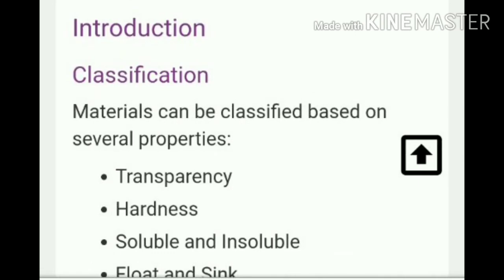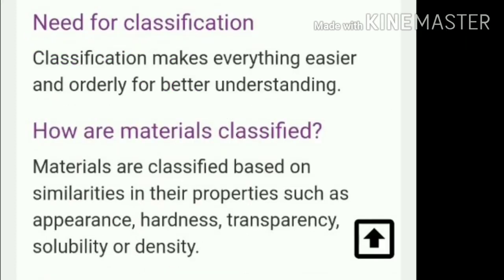So classification of material is based on the several properties, which include transparency, hardness, soluble and insoluble, float and sink. One more is there, that is appearance also. So first we will just see, why is there need of this classification? Why do we want to classify all those things? So see, classification makes everything easier or orderly for better understanding.